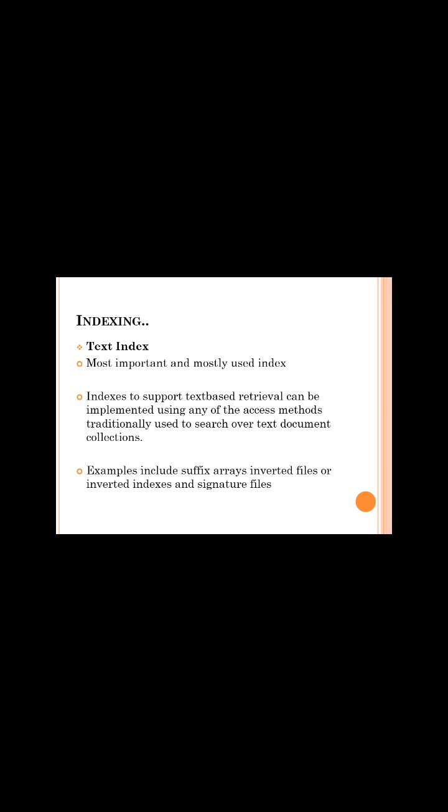Next is the text index. It is the most important and most widely used index. Indexes to support text-based retrieval can be implemented using any of the access methods traditionally used to search over a text document collection. Examples include suffix arrays, inverted files or inverted indexes, and signature files. An inverted index is a collection of inverted lists where each list is associated with a particular word.